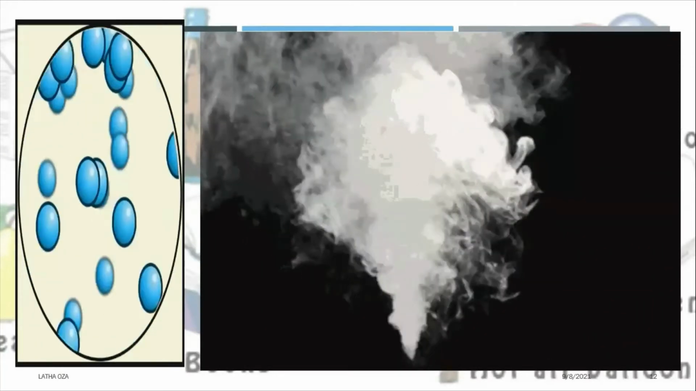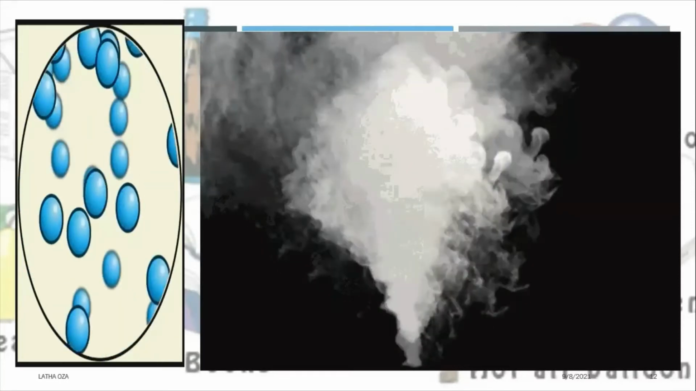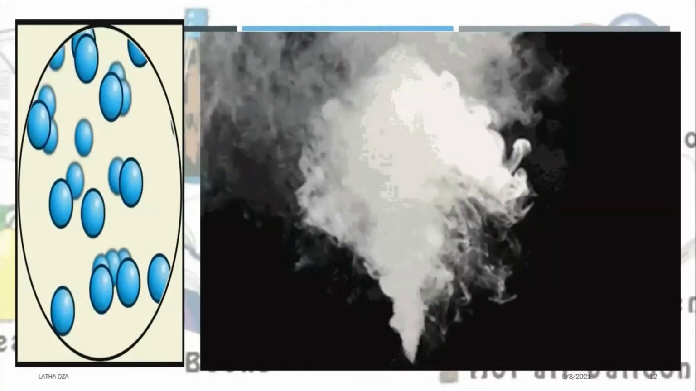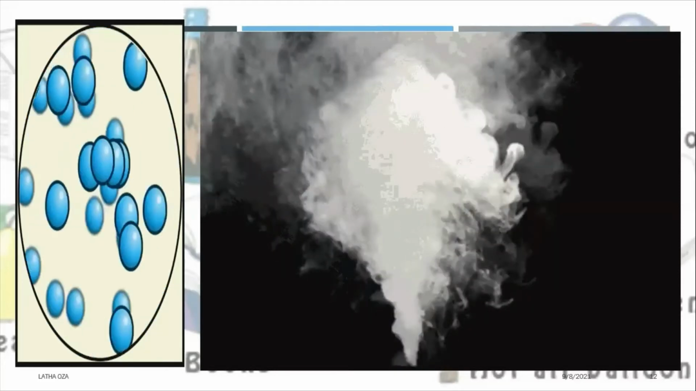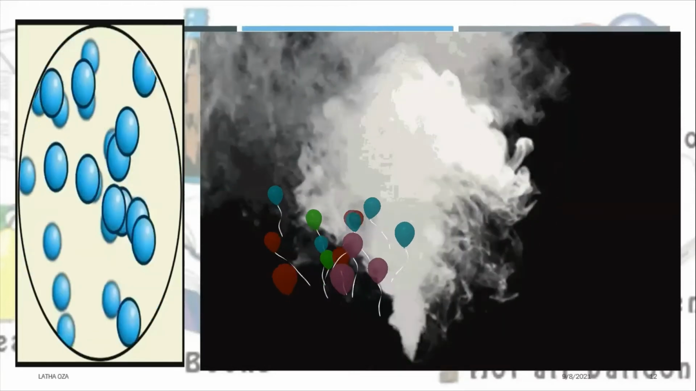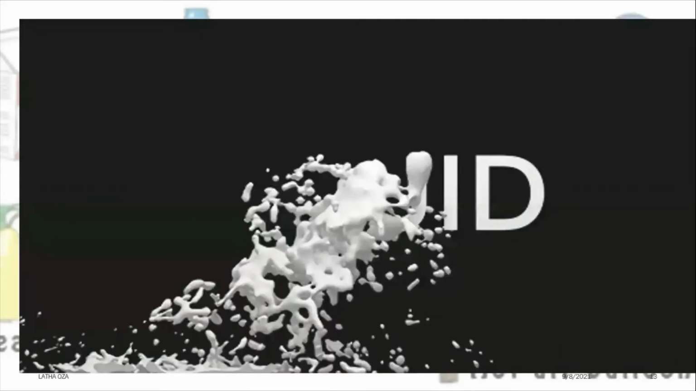The molecules in gas are very loosely packed. The presence of a lot of space between the particles enables the gases to move around freely. So we have 3 states: solids, liquids and gases.